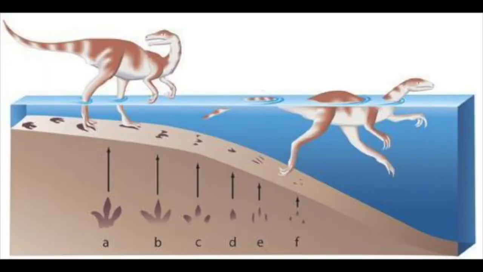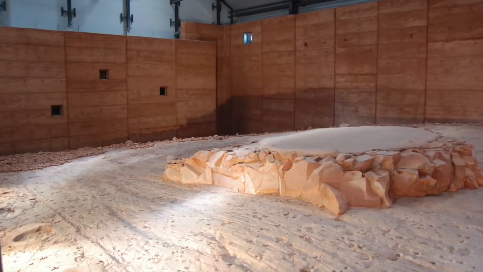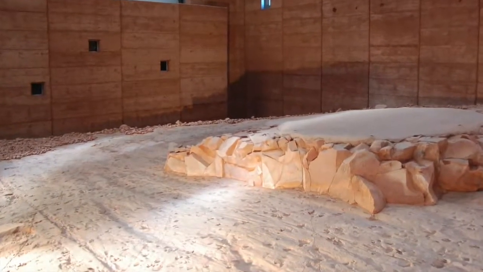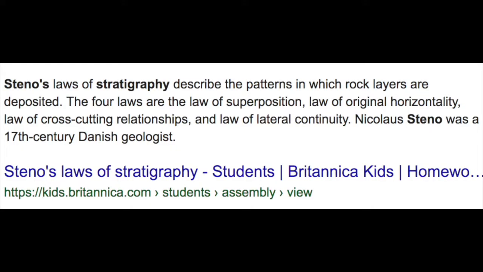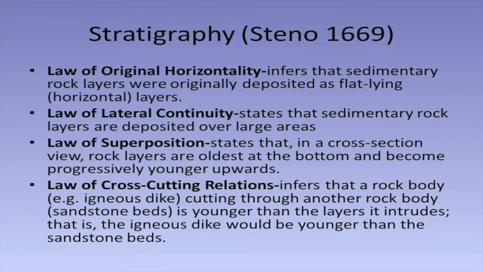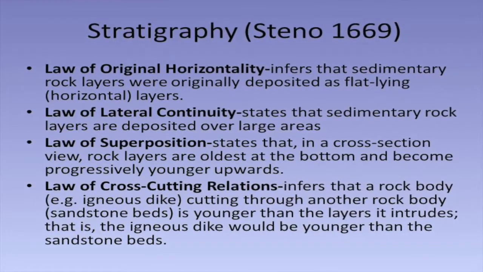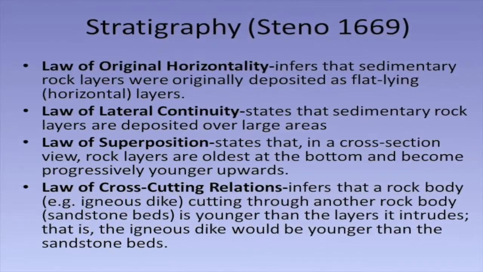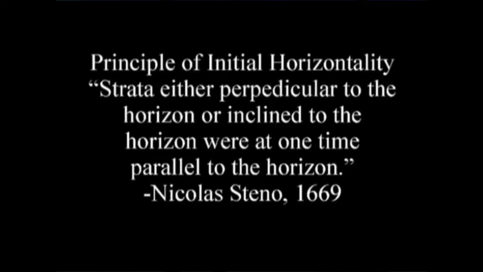However, the drawing that they depicted is not the reality of what happened whatsoever. This is more evolutionist storytelling and blatant lies to your face. The fossil footprints are in the middle of a series of rock layers. According to Steno's stratigraphic principles laid out in the 1600s and still adhered to today, it would be assumed that those layers were laid down horizontally. This wasn't some seashore. The principles of initial horizontality, strata either perpendicular to the horizon or inclined to the horizon, were at one time parallel to the horizon, and nobody disagrees with this.